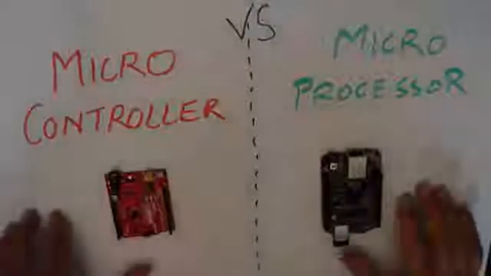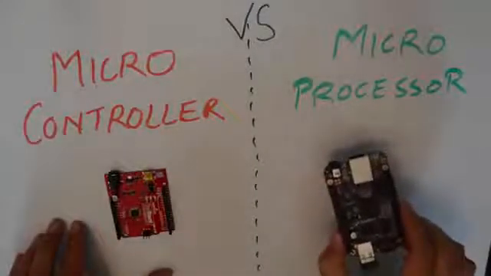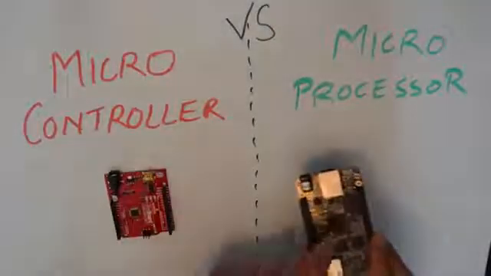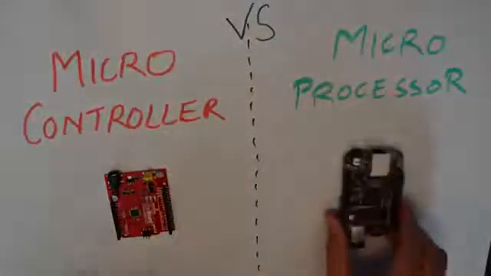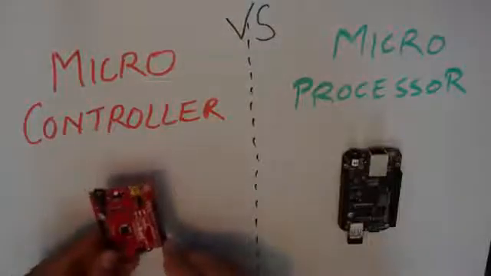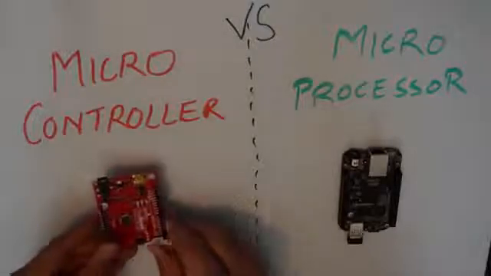So here we have a BeagleBone Black. Now this has an ARM Cortex-A8 processor, so this is a microprocessor. Whereas this board over here, this is the RedBoard from SparkFun. This has an Atmel microcontroller chip instead of a microprocessor.